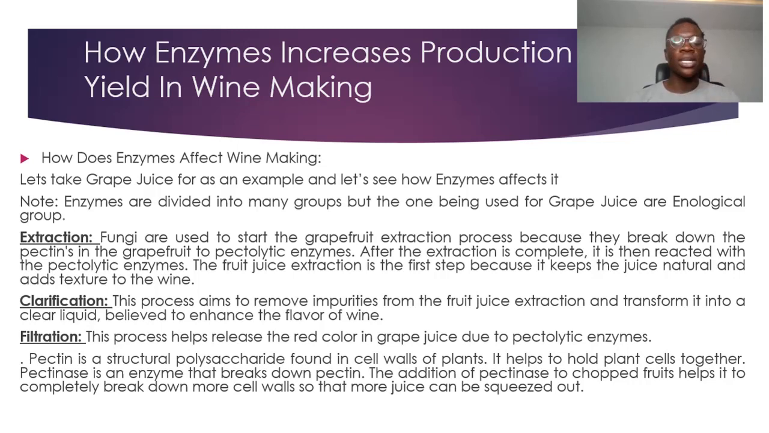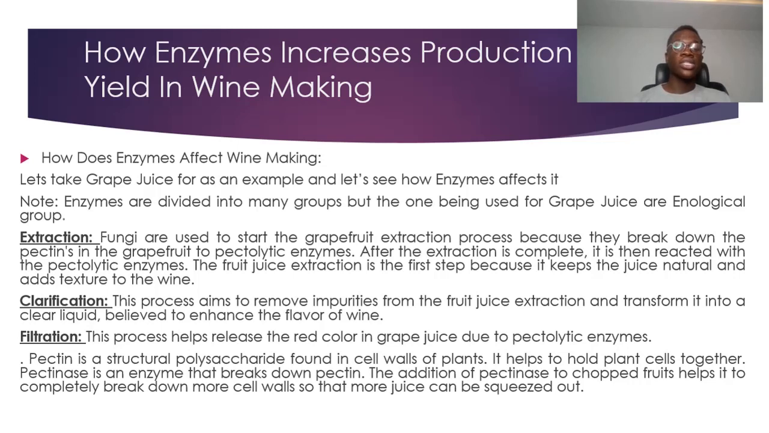Fungi are used to start the grapefruit extraction process because they completely break down the pectins in the grapefruit with pectolytic enzymes. After the extraction is complete, it's then reacted with the pectolytic enzymes. The fruit juice extraction is the first step because it keeps the juice natural and adds texture to the wine.